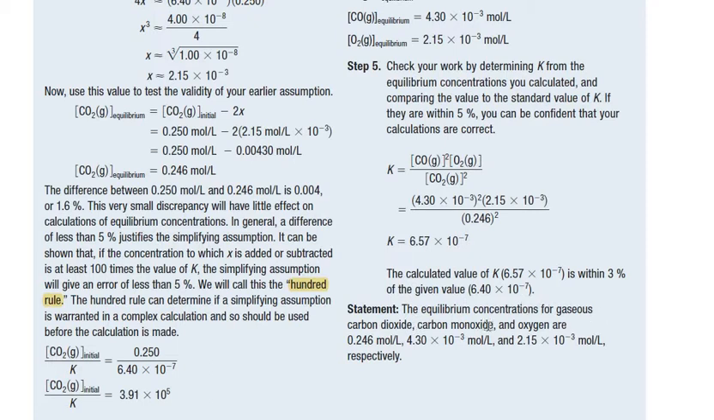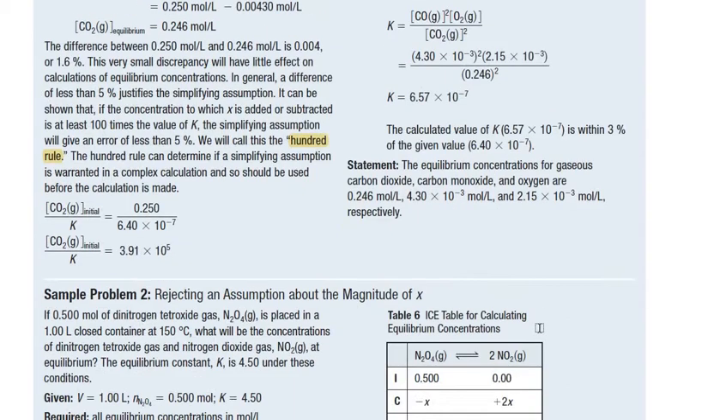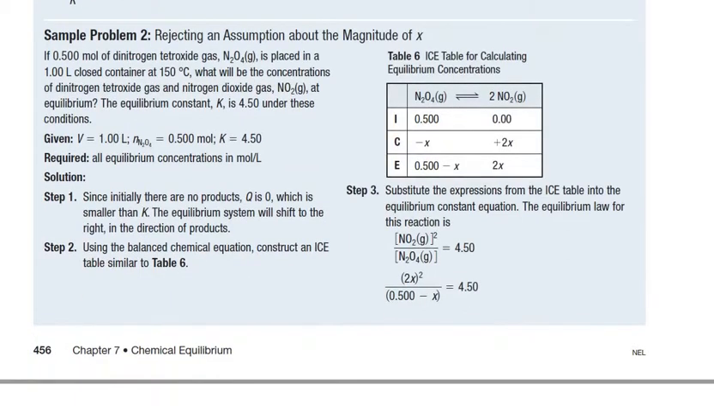So the equilibrium concentrations for gaseous carbon dioxide, carbon monoxide, and oxygen are 0.246, 4.3 times 10 to the power of negative 3 moles per liter, and 2.15 times 10 to the power of negative 3 moles per liter, respectively. Now let's do another example.